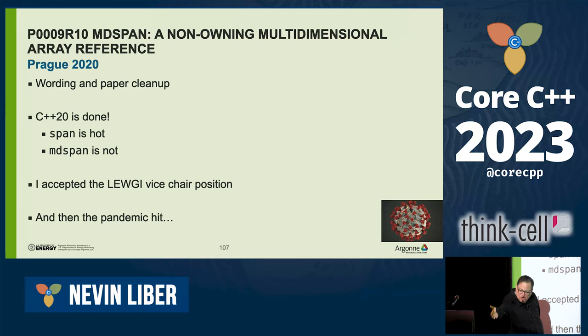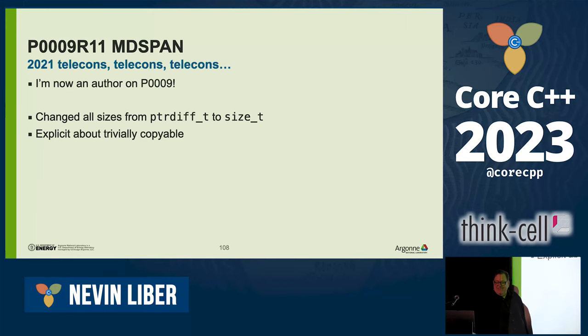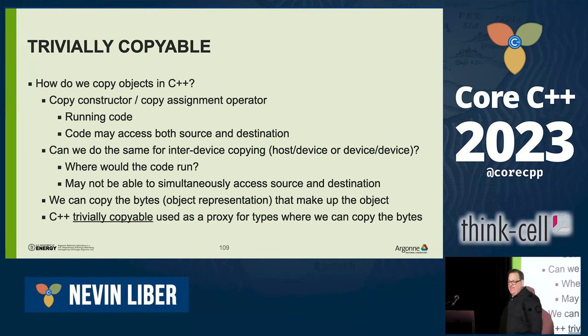Prague, our host, their hostess. C++20 is done. SPAN is hot. It's in there. MDSPAN is not. Saturday, right after the meeting, I accepted the position of vice chair for Library Evolution because it's not that much more work. I've been doing this for years. What could happen, right? Yeah, pandemic. So I'm now an author on this, and we just do all telecons, right? So C++23 is the all telecon release, except for the very end.